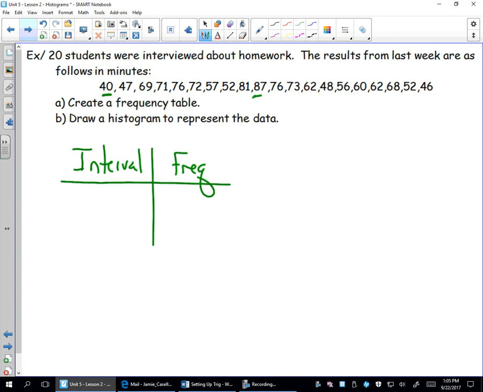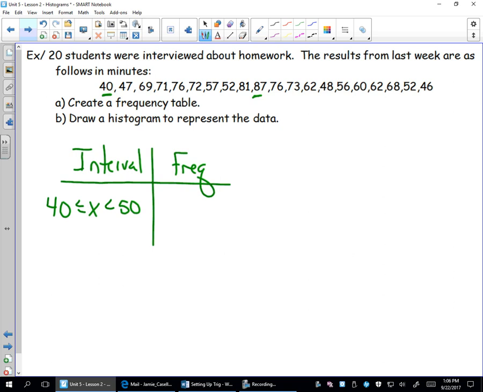Now, those don't have to be the ends of my intervals. I just have to be able to include those values. So let's pick something. We can pick any interval we want as long as we end up with between 5 and 15 of them. So for instance, I might pick 40 up to 50. And in my head or on my fingers, I'm going to count. 40 to 50, 50 to 60, 60 to 70, 70 to 80, 80 to 90. Okay, that's 5. That will work.